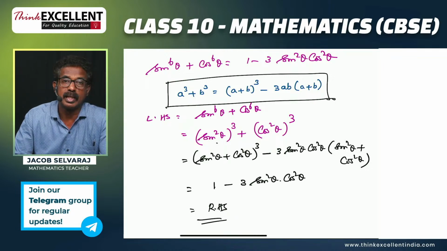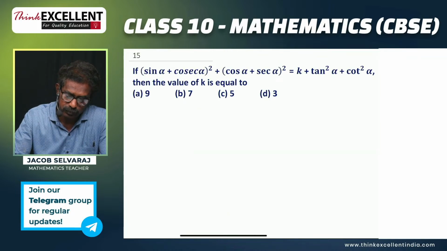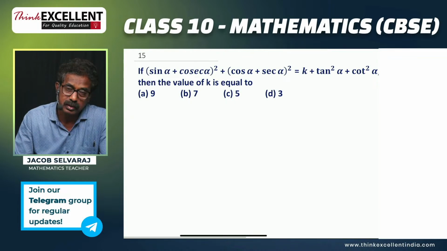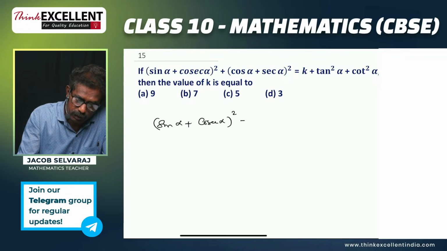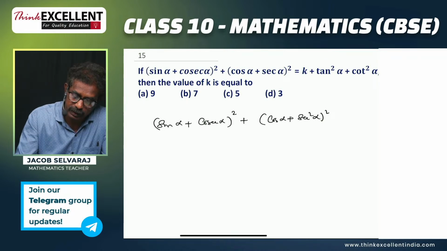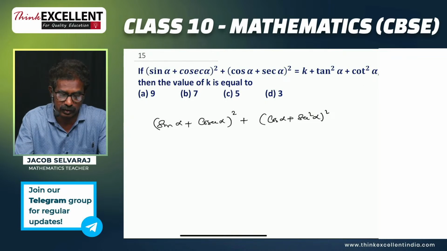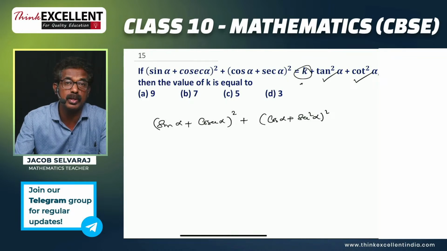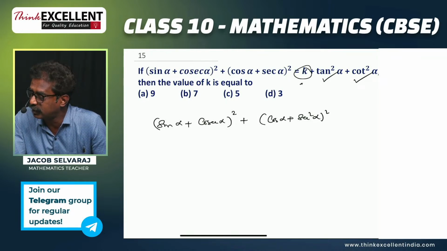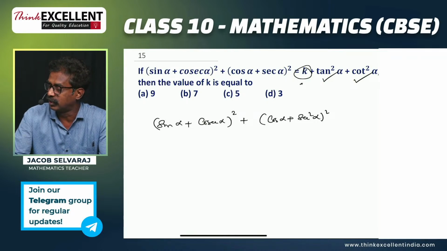Shall we move on to the next question, question number 15. So this question can be asked in different ways. Sine alpha plus cosecant alpha the whole square plus cos alpha plus secant alpha the whole square equal to k, the value they may give, and they'll ask you to prove that. But here they given this expression. You will be getting tan square alpha plus cot square alpha, plus some number. They asked to find what is that number, right? If you know the answer, you can give your answer in the chat section.